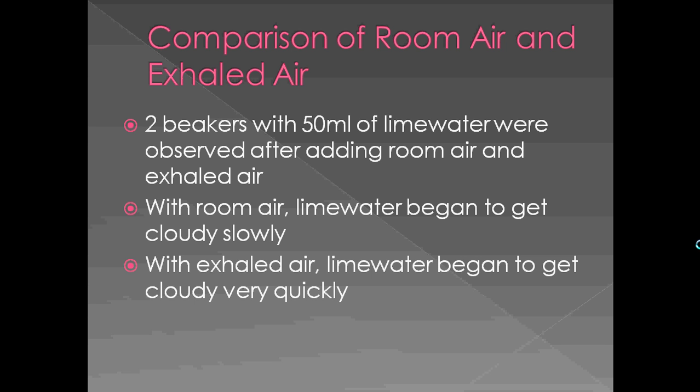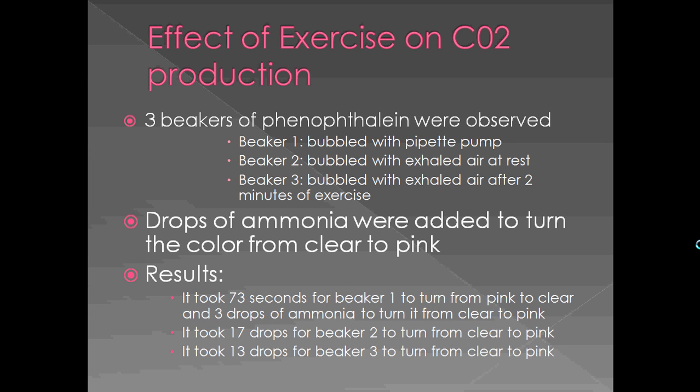The effects of exercise on CO2 production. We used phenolphthalein. So we filled 3 beakers with phenolphthalein, and phenolphthalein is a chemical that changes from pink to clear under acidic conditions, such as when carbon dioxide pulls through and produces carbonic acid. It is pink when basic, or in this case, when no carbon dioxide is in.